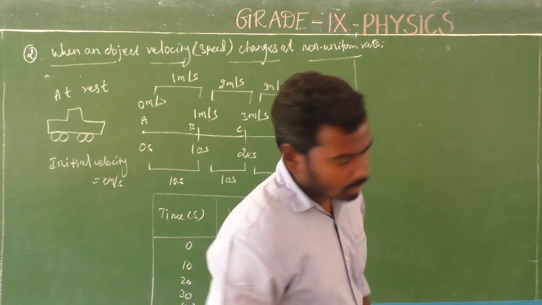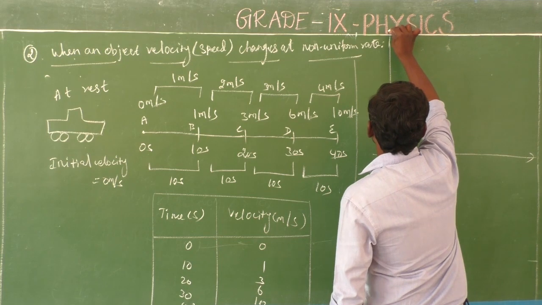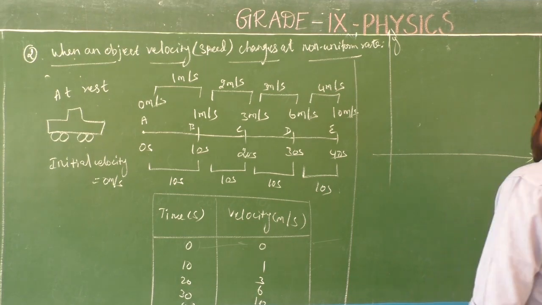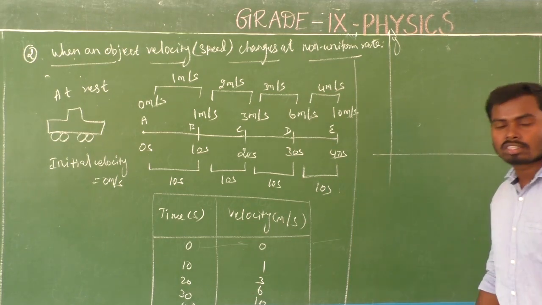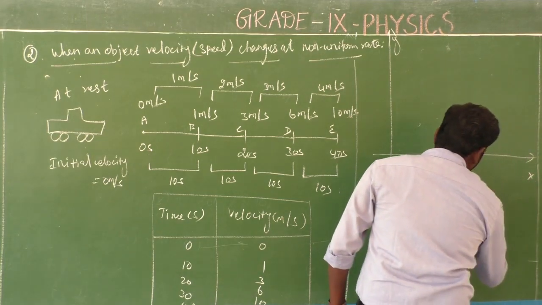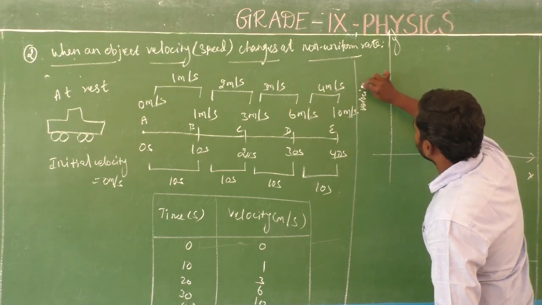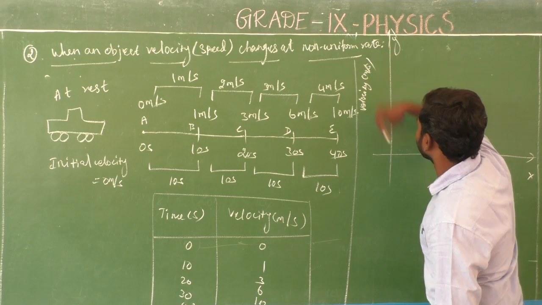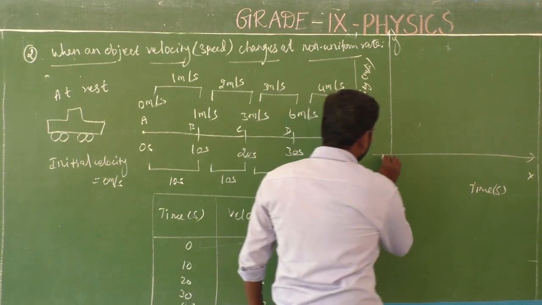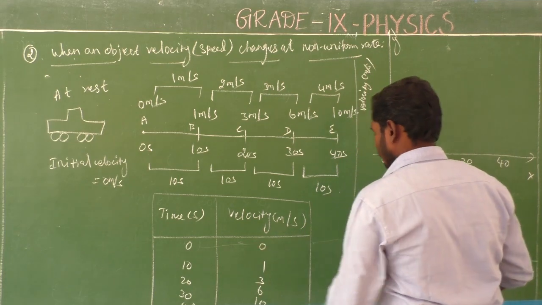Okay, listen here. So this is the x-axis and this is the y-axis. Time is taken along the x-axis because time is always constant. That's the reason why we always take time along the x-axis. So time in seconds, then velocity in meters per second. Is it clear? Mention all this data here: 0, 10, 20, 30, and 40.